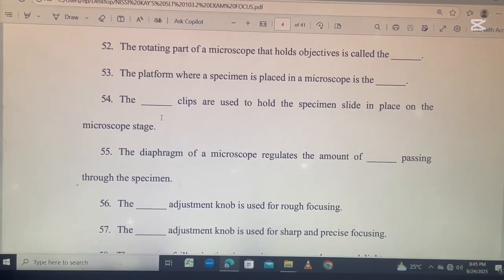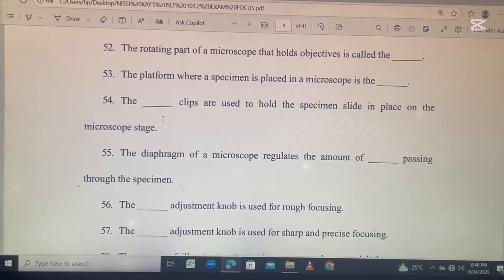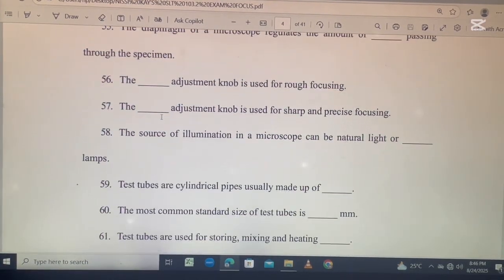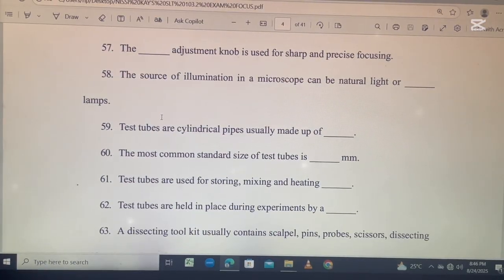Now, the next question, number 57: the fine adjustment knob is used for sharp and precise focusing, just the opposite of the coarse. All right, the next one is: the source of illumination in a microscope can be natural light or fluorescent lamps.